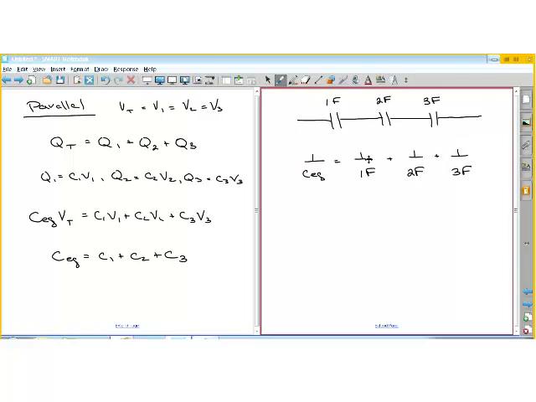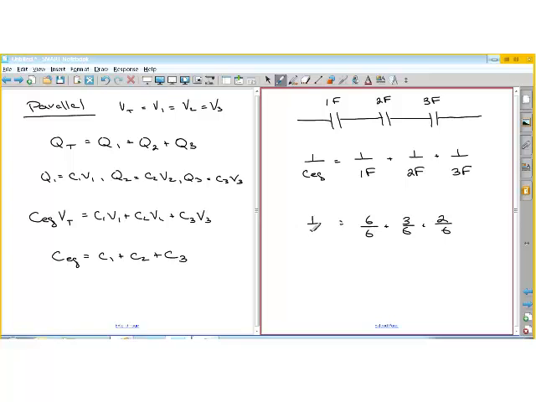Okay, so what we have is 1 plus 1/2 plus 1/3. So you'd find a common denominator. So you'd have 6 over 6. I'm going to drop the farads for right now just so it's easier to deal with. 1/2 is the same as 3/6. 1/3 is the same as 2/6.